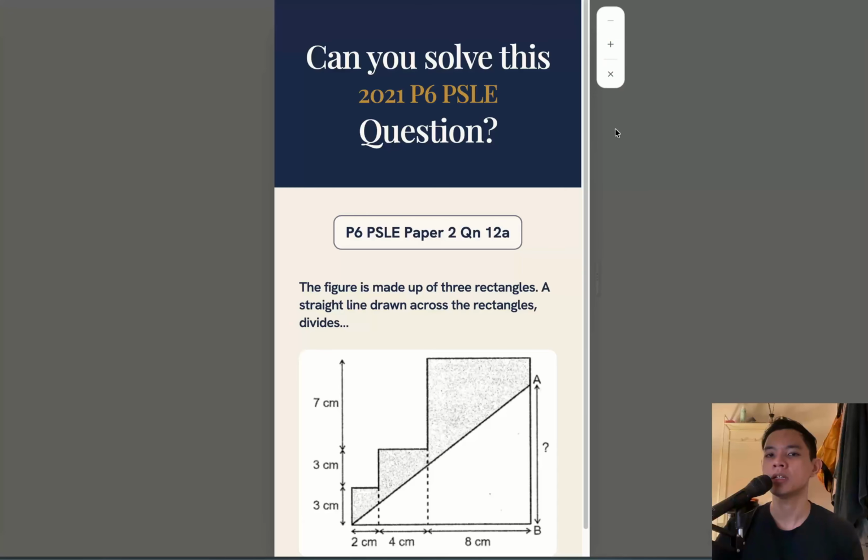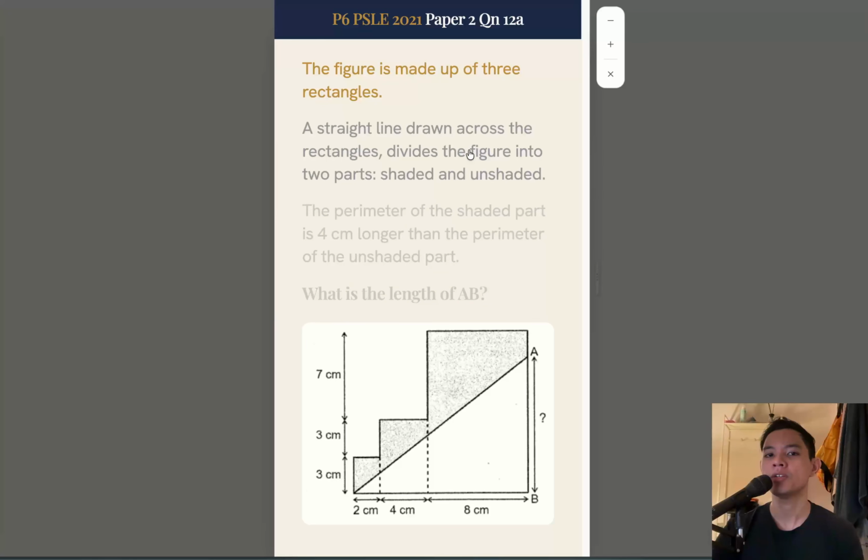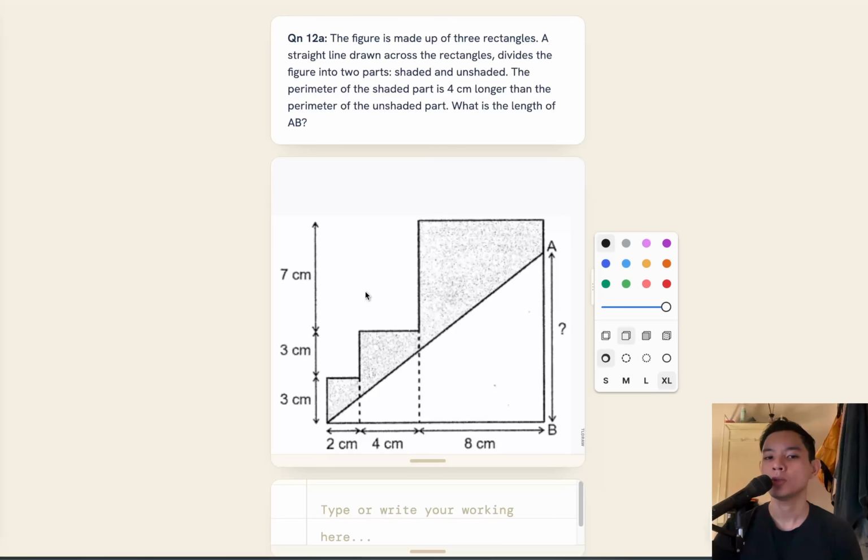Question 12, part A. The figure is made up of 3 rectangles. A straight line drawn across the rectangles divides the figure into 2 parts, shaded and unshaded. The perimeter of the shaded part is 4 centimeters longer than the perimeter of the unshaded part. What is the length of AB? So how do we do this?